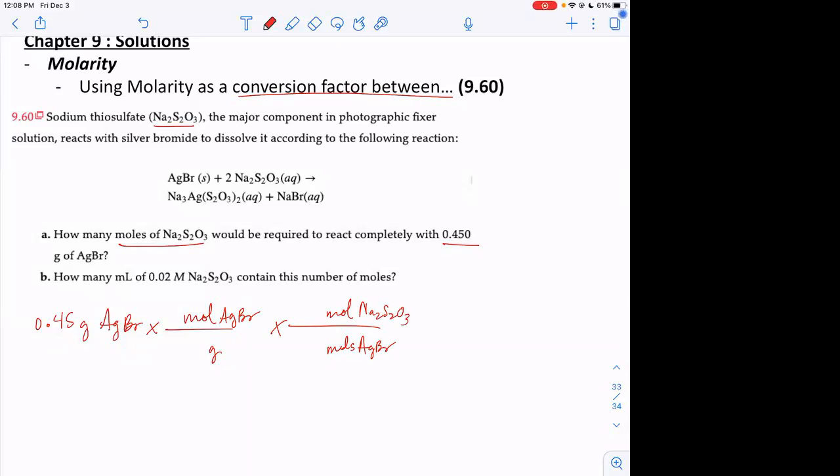So we'll plug in our mole to mole ratio, which if you look at the reaction, it's 1 to 2. So for every 1 mole of silver bromide, it's 2. So we just need the molar mass of silver bromide, which I don't want to calculate. So I'm just going to Google it.